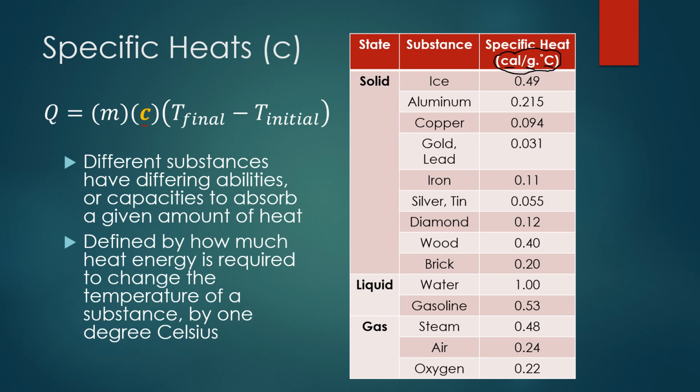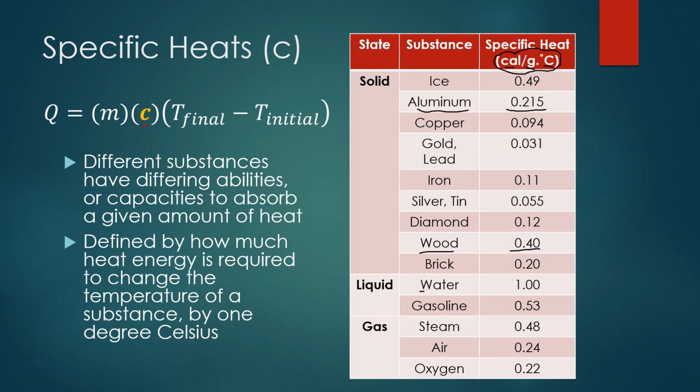The metal deck, let's say it's made of aluminum. Looking at the specific heat of aluminum, it's 0.215. That means it can absorb 0.215 calories of heat before it increases by 1 degree Celsius. Now let's look at the wood. Notice the wood has a higher specific heat, 0.4, almost twice as large. That means that wood can absorb twice the amount of heat before its temperature will increase by 1 degree.